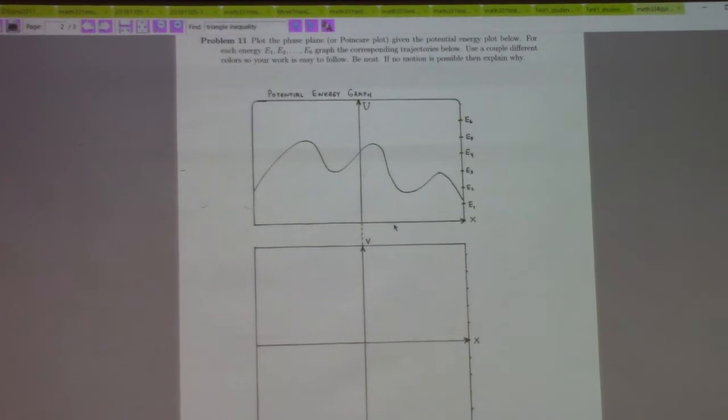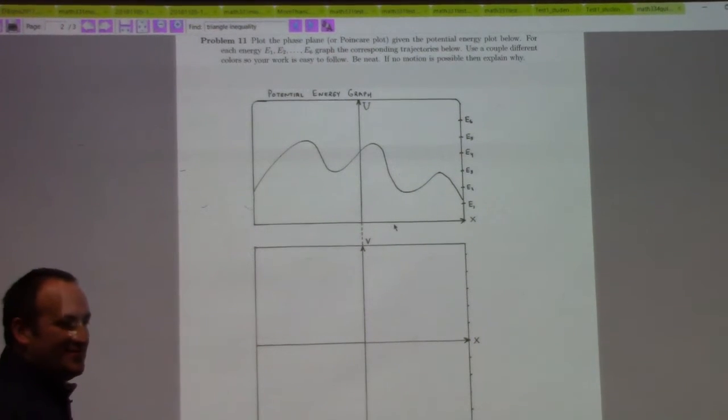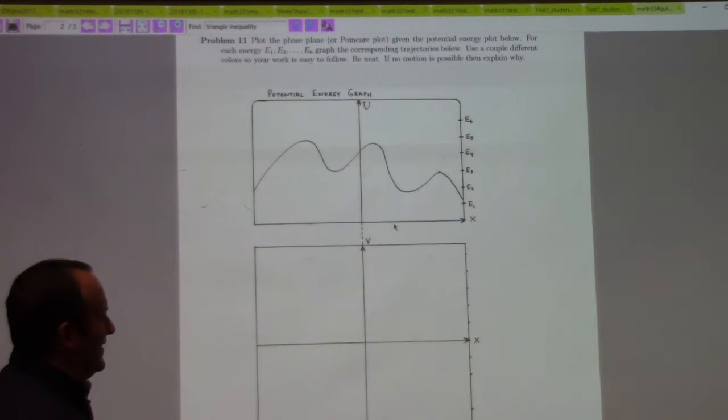All right, so here is the question I was talking about. I want you to plot the phase plane or the Poincare plot for the given energy level. So here's a graph of potential energy, like so. And here I've given you some different energy levels. So I'll tell you one of the things. Energy 1 is below the potential everywhere. That means that, I don't really want to quite say, but I'll just say E1 is special. Okay. Oh, fine, I'll tell you.